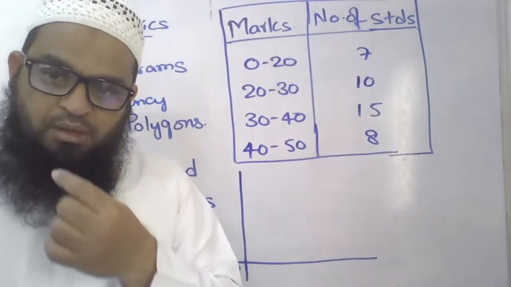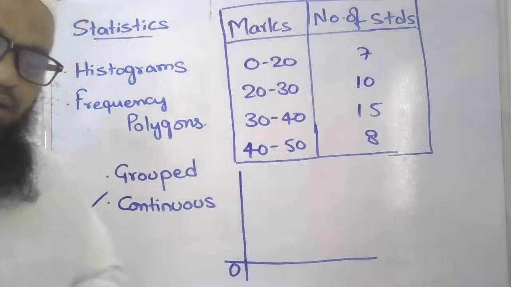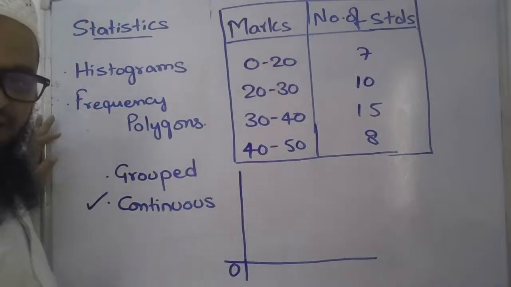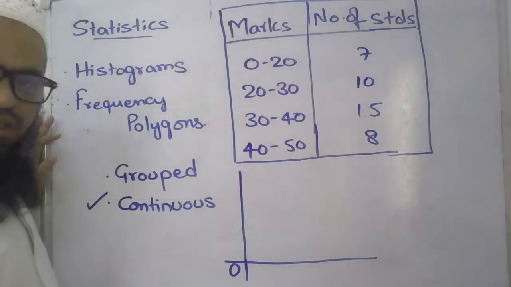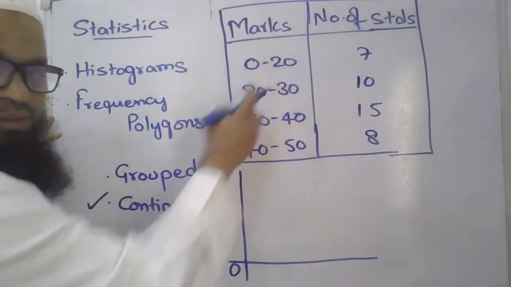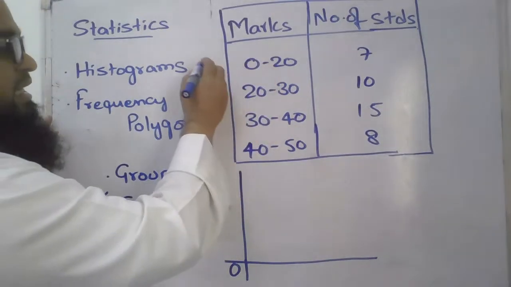Please, do not waste time doing that. Now, so 0 to 20. What is the class size here? The class size is, how many marks are here? From 0 to 20. You have 20 marks, right? So that means the class size is 20.